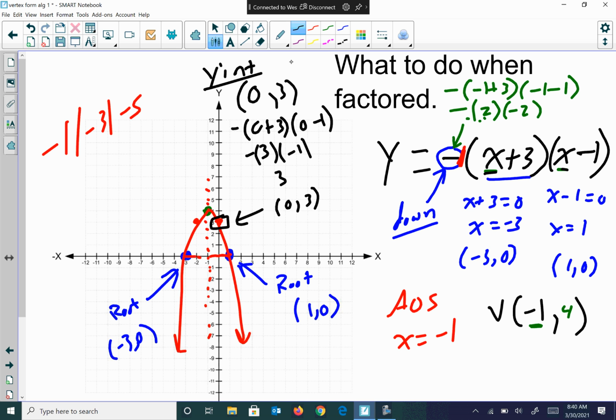Questions, my friends. So factored form finds us where the roots exist. If I want to find the y-intercept and it's factored, you go 0 comma something. You plug 0 in for x. If you know the axis of symmetry because it's halfway between your roots, you take your axis of symmetry x value and you plug it in and get it. Can I move forward?